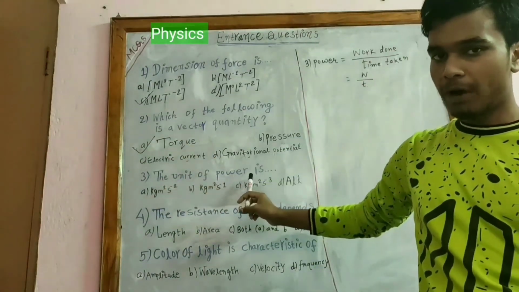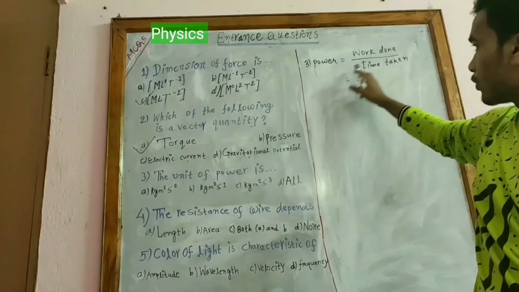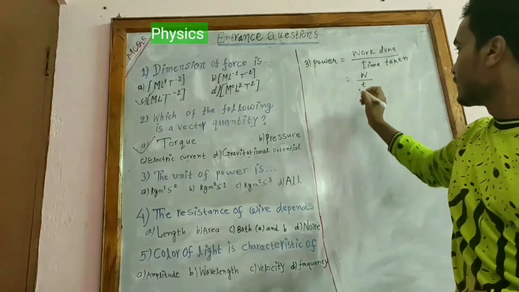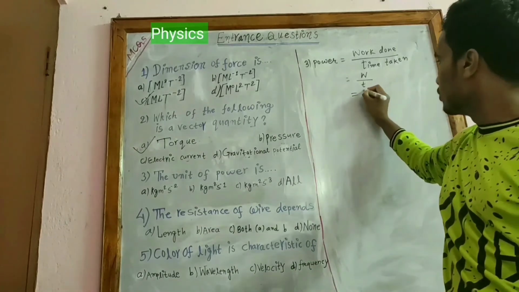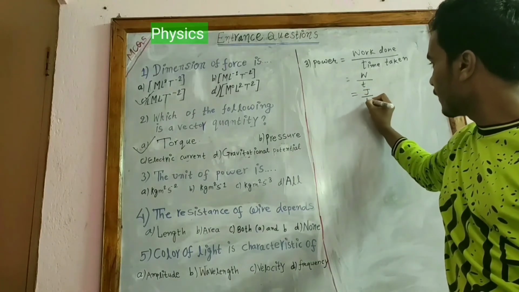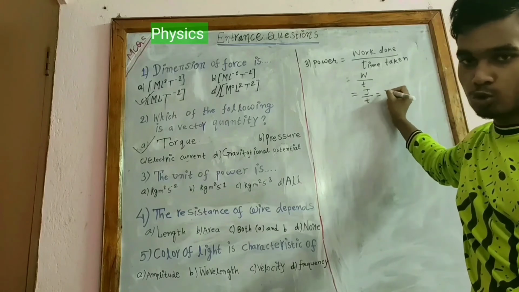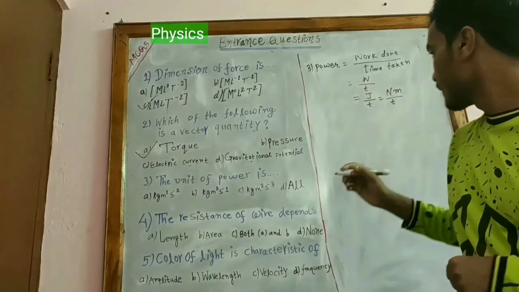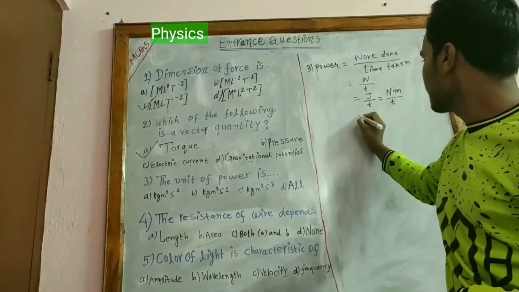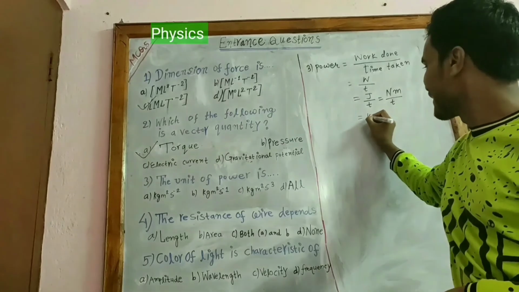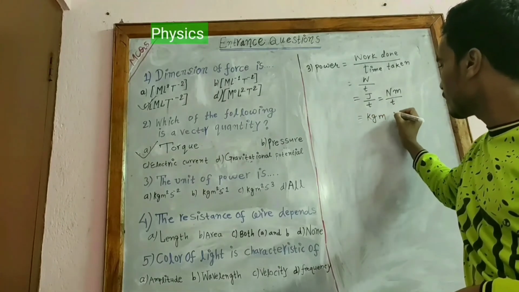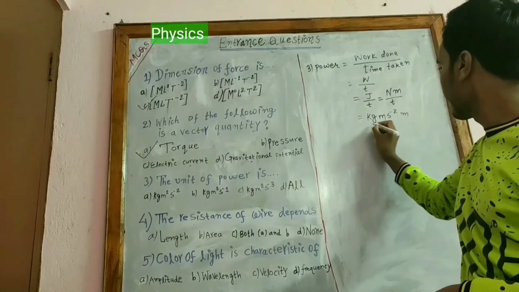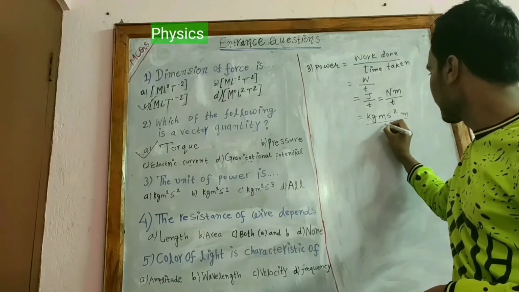What is the unit of power? Since power equals to work done by time taken, that is W by T. Unit of work is joule. Joule upon time taken. Now joule means Newton meter. Again Newton means kg meter per second square into m upon s.